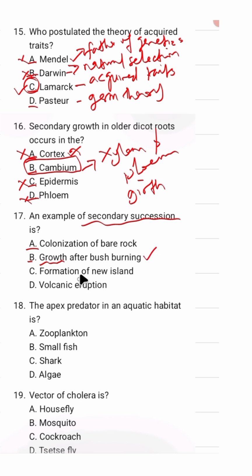Let's look at the next one. Formation of new island. Now, formation of new island is an example of primary succession, because formation of new, you can see.